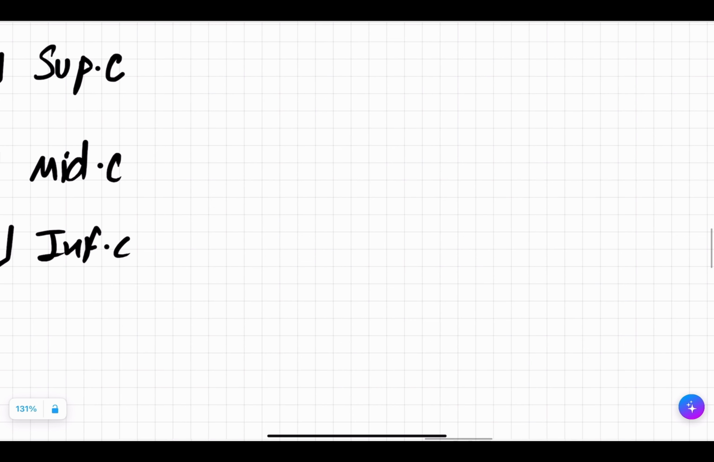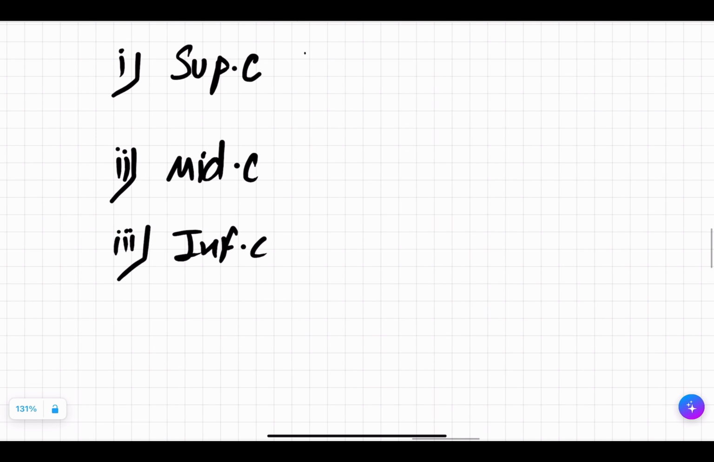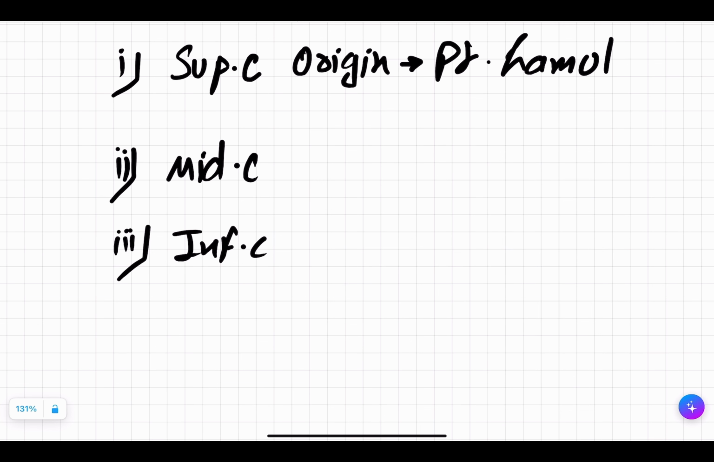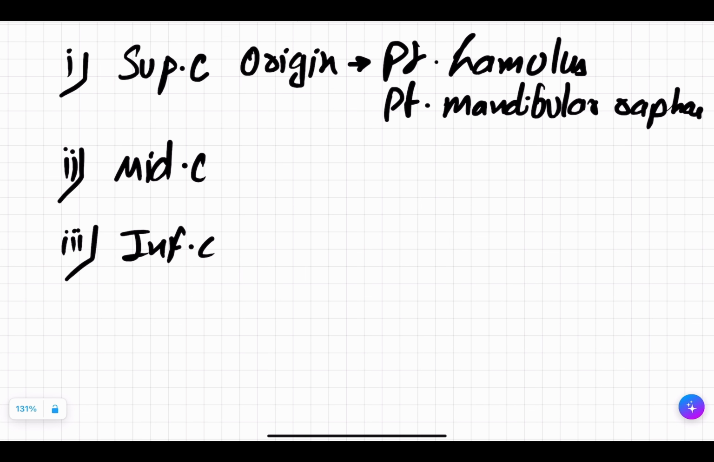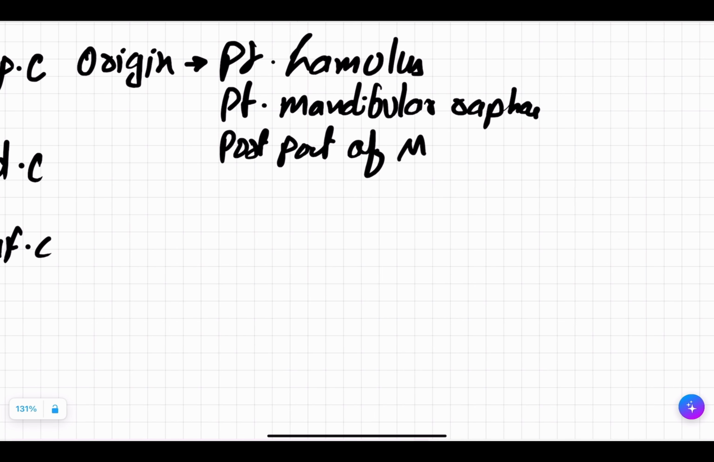Origin include pterygoid hamulus. Second is pterygomandibular raphe. And third is what? Yes, posterior part of what? Mylohyoid line. Three origin. Got it?